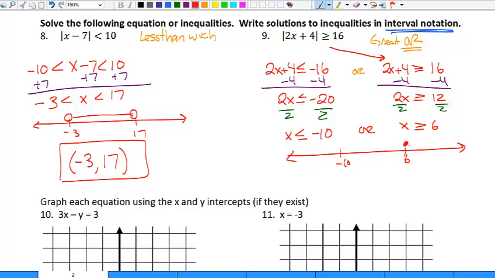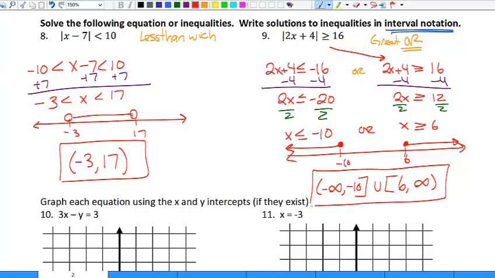So I'm going to make a mark here at 6, and I'm looking at all the x's that are greater than 6, so that's to the right. At x is less than or equal to negative 10, that's a closed circle at negative 10, and things that are less than it are to the left. So for the interval notation, I have two intervals. My first interval starts at negative infinity and stops at negative 10. That's a bracket because I get to include the endpoint. Union, bracket because I get to include the endpoint at 6, comma, infinity. This is my interval notation for this greater than problem.